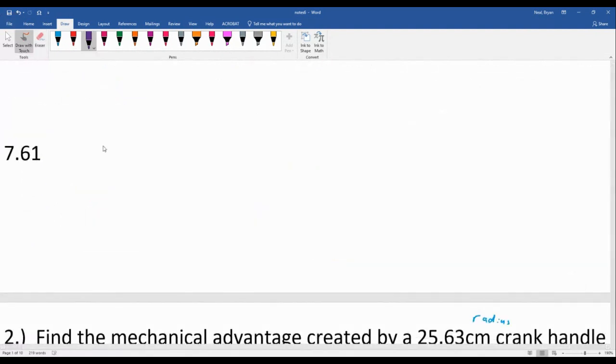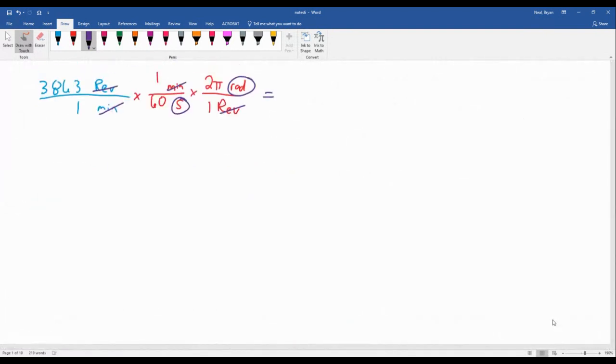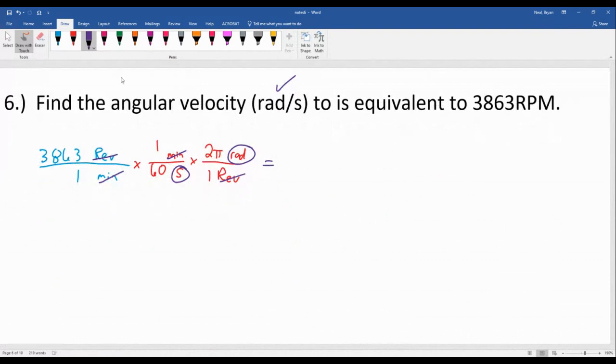Also, hold on, my document just got really mad at me. All right, here we go. Okay, let's try that again, hopefully without spastic software.